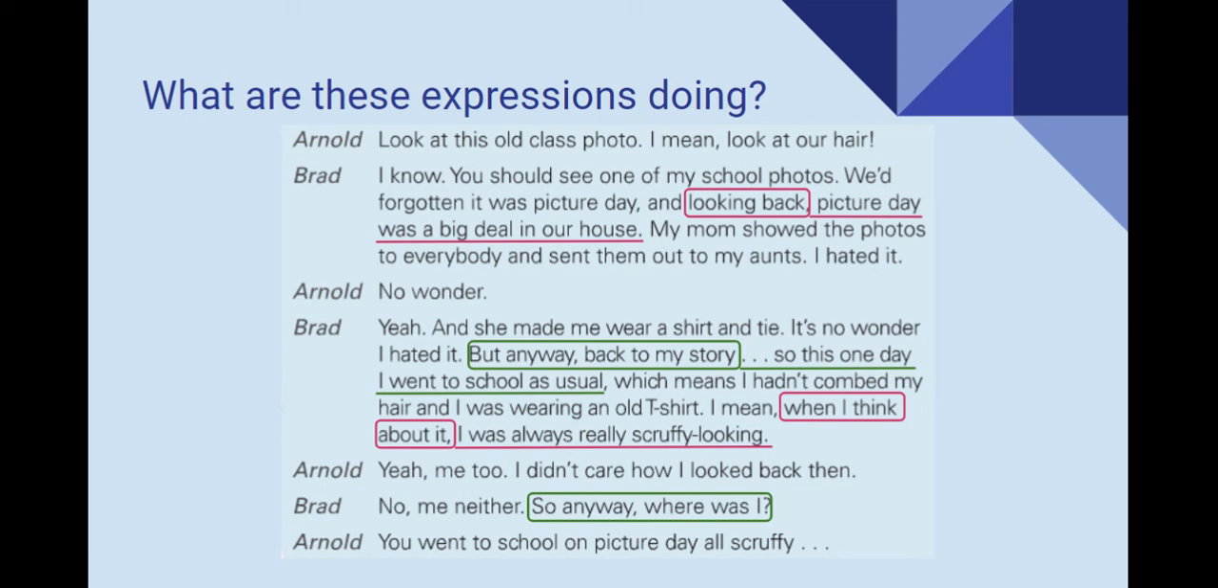And finally, let's read this conversation. What are the expressions doing? Looking back, when I think about it, here we are interrupting a story so that we can make a comment. But anyway, back to my story. So, anyway, where was I? In this case, this is a phrase that I can say in order to go back to what I was saying, to my original story.